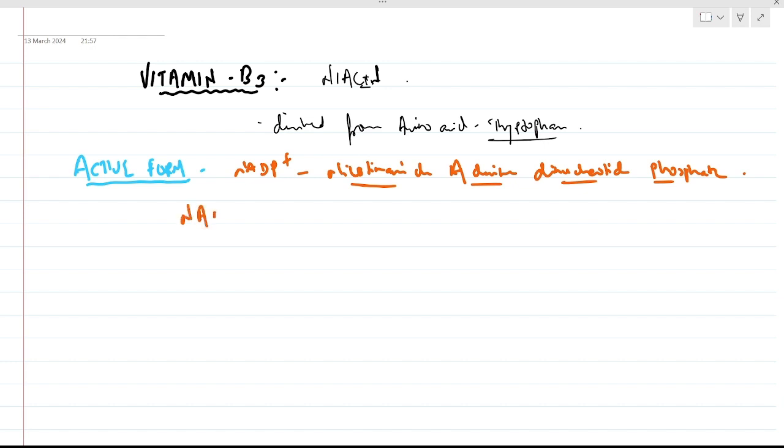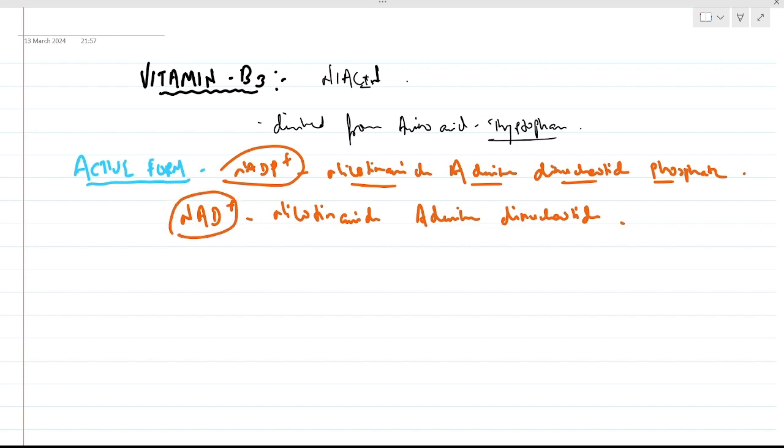Next active form is NAD+, that is nicotinamide adenine dinucleotide. So NADP+ and NAD+ are the active forms of vitamin B3 or niacin.